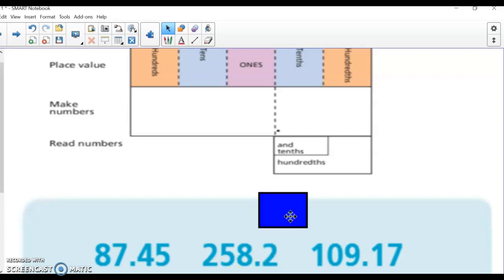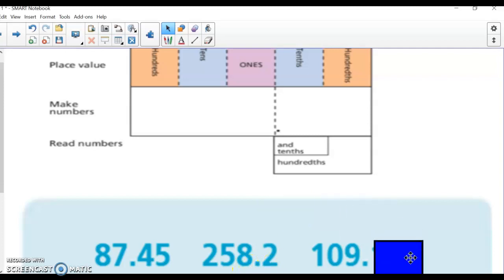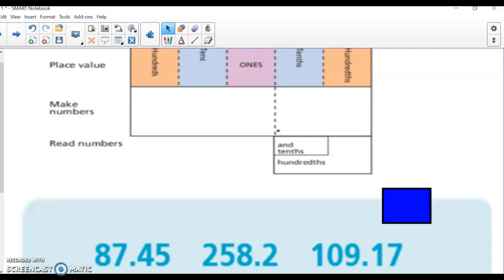258 and our 2 ends in the tenths place, so we call it 2/10. So 258 and 2/10. One last time, 109 and 17 ends in the hundredths, so it's hundredths. Okay? Whatever place value it ends in, that's what you give that name to. And we say the beginning half of the number just like we have since we were kindergartners, right? Since you could start to count.